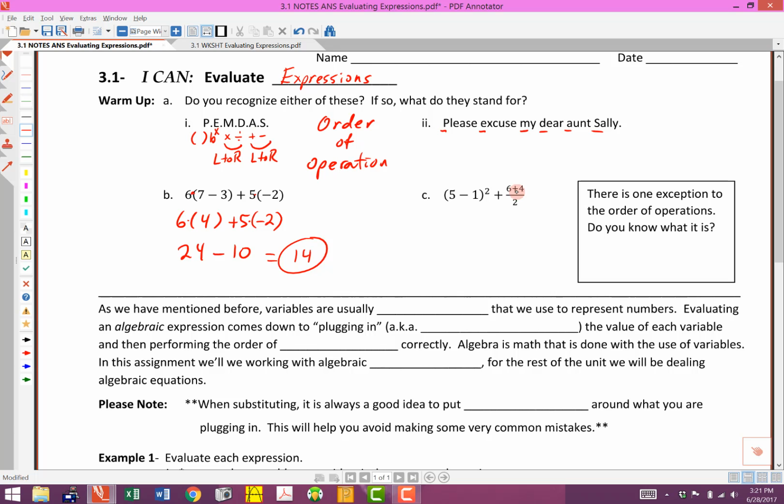So when we're doing something like this, again, we're going to go ahead and take care of what's in parentheses first. We'll definitely simplify that. So I'm going to have 4, and I'm going to leave that in parentheses, and I'm going to square that. And then we've got plus this expression right here. Well, let's think about this.